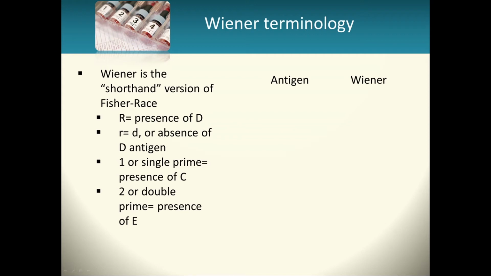The presence of the D antigen will be denoted in Wiener by a capital R. The absence of the D antigen, which in Fisher-Rhees is indicated by a lowercase d, will be represented by a lowercase r. The presence of the big C antigen will be indicated by a 1 or a single prime. And the presence of the big E antigen will be indicated by a 2 or a double prime.